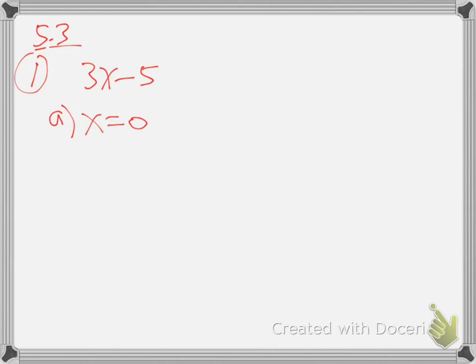So, how do we do it? What we can do is just put in the 0 right where the x is, right? Have you done this kind of thing before? It'll just become 3 times 0 minus 5, which is? Minus 5. Thank you. Minus 5.